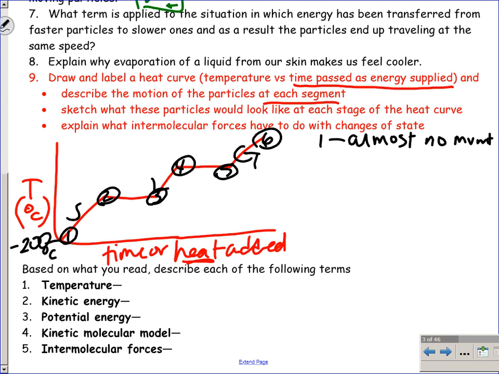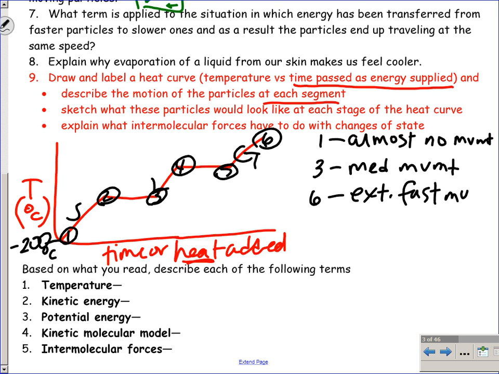What about point 3, Frank? That is very... or well. So tell me about the motion. It's trying to move faster. Okay, so I'm going to say like medium movement. It's moving a little bit faster. And then, of course, let's say 6. Lauren, pick up from there. What's going to happen there? It's moving extremely. Right, so extremely fast movement. And that should correlate with what other variable here that correlates with kinetic energy, Isabella?